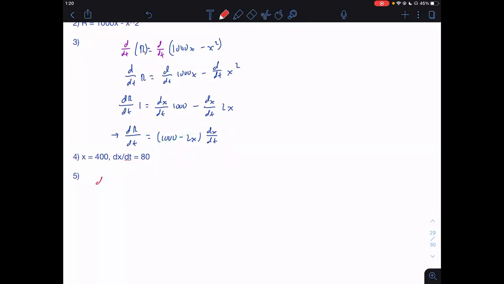So we're going to take dR over dt, which is our unknown rate, the unknown differential that we're trying to solve for, and it's going to equal 1,000 minus 2 times x, where x is 400, times dx over dt, where the rate of change in sales over time is 80. So times 80. Subtracting these two and multiplying this out gives us a value here of 16,000. And since we're talking about revenue, this is $16,000.